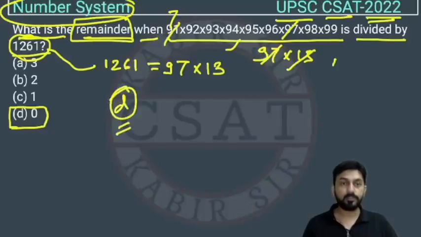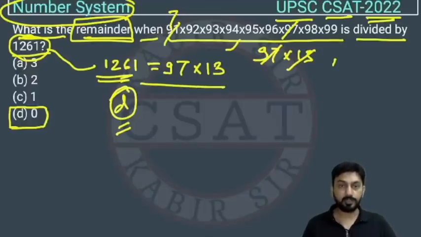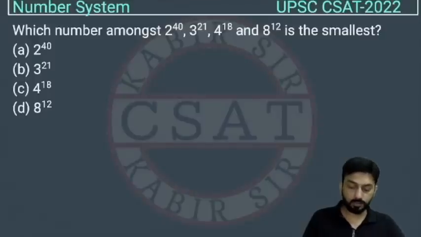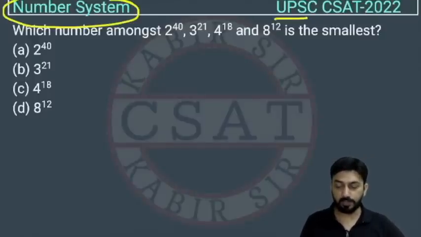ऑप्शन डी. बहुत से स्टूडेंट्स को यहाँ पे प्रॉब्लम हो सकती है कि सर ये कैसे आया, राइट. 1261 के फैक्टर कैसे निकालेंगे? सिर्फ फैक्टर निकालना हमने HCF एंड LCM में देखा है, तो सिमिलरली उसी मेथड से आप यहाँ पे कैलकुलेट कर सकते हैं.